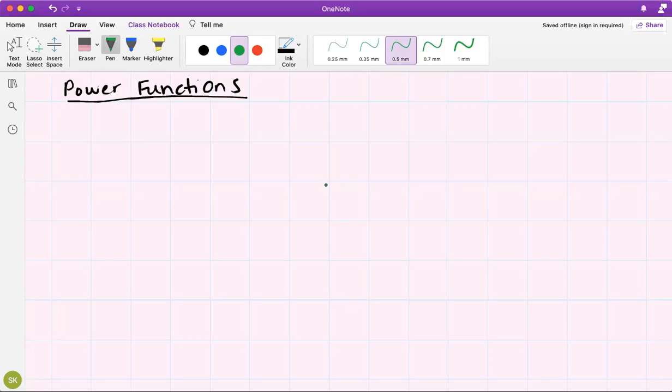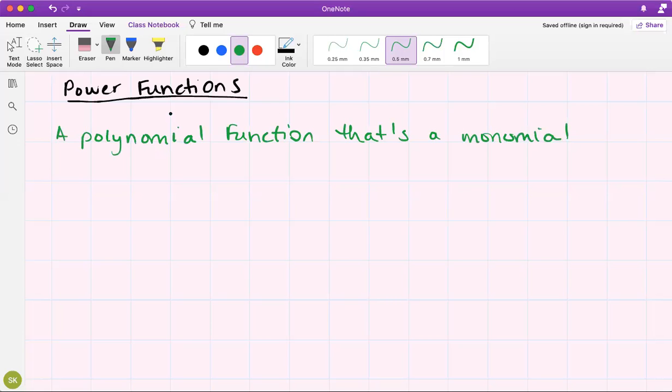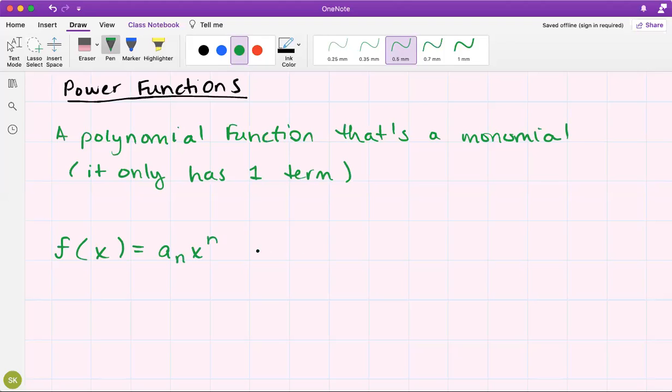So this type that we're going to look at is called a power function. A power function is a monomial polynomial function. So it's a polynomial function that's a monomial. In other words, it only has one term. The function is going to look like this: f of x is equal to a sub n times x to the power n. There's not going to be any other terms. It's just going to be the leading term. The leading term is going to be the only term you see.